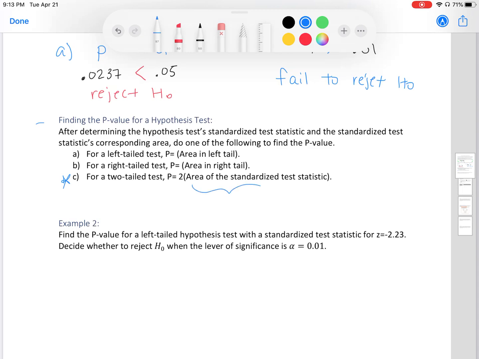So when you get an answer, if it's two-tailed, you have to make sure you multiply it by 2. Otherwise, we might get a false answer.